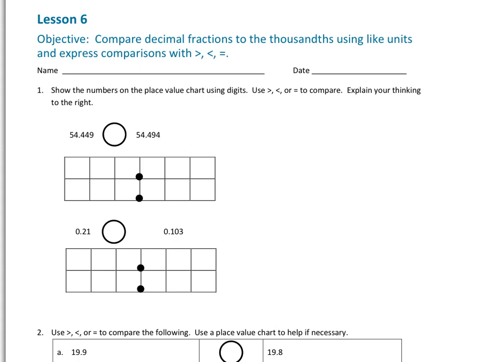Today we are going to look at Lesson 6. The objective says, compare decimal fractions to the thousands using like units and express comparisons with greater than, less than, or equal to.